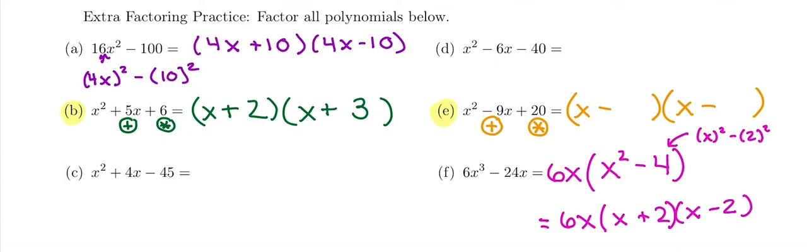-20 and -1 would add up to be -21. That doesn't work. We want to add it to be -9. If we try -2 and -10, that would multiply to be the positive 20, but -2 plus -10 would give us -12, so that doesn't work. We need -5 times -4 is positive 20, but -5 minus 4 gives us that -9 middle term that we need.